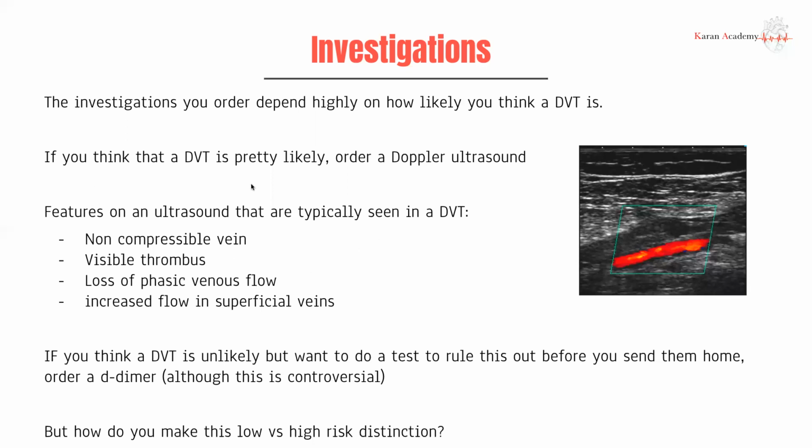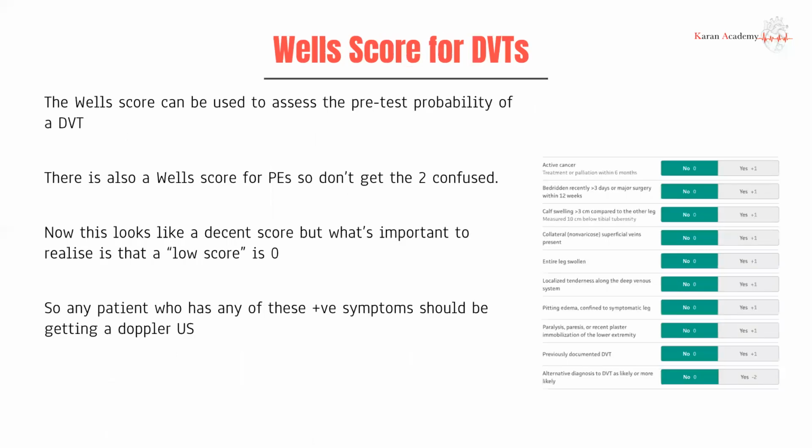But then I've talked about, is it likely, not likely, but how do you actually measure this likeliness? And that's done through something called the Wells score for DVTs. Now, don't be confused. There are two Wells scores, kind of easy to remember. They go hand in hand. One's for DVTs, the other is for PEs, and both of them are used to assess the pretest probability for these conditions. So here is the score. I'm not going to read it out because I don't think you need that.